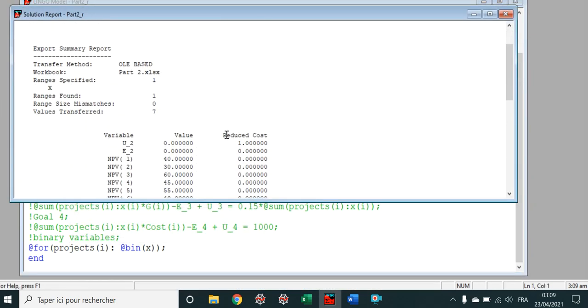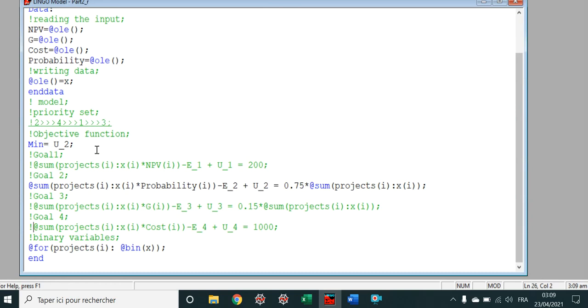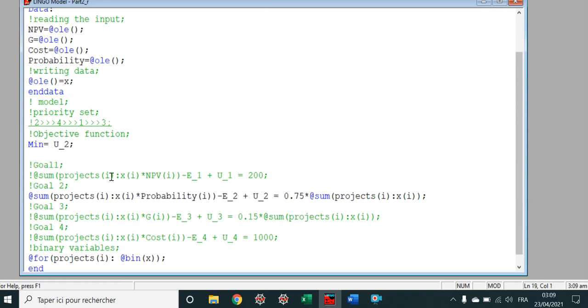As you can see, U2 is 0 here. So we have the probability of success goal completely satisfied. So we add the hard constraint U2 equal to 0.